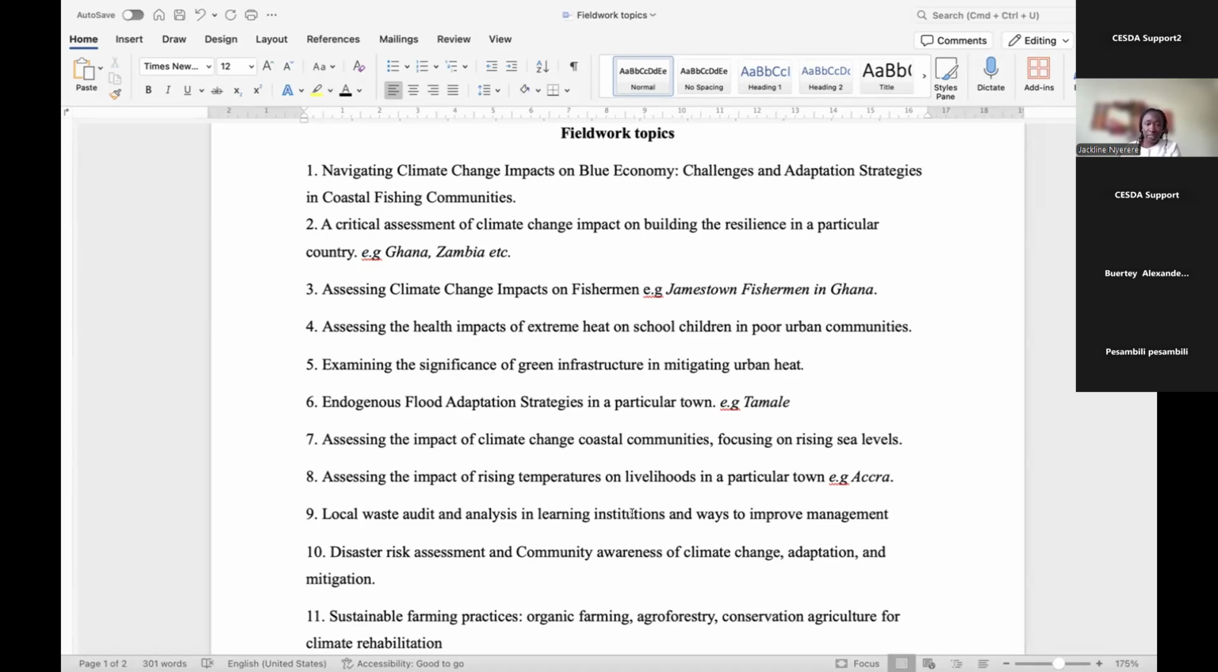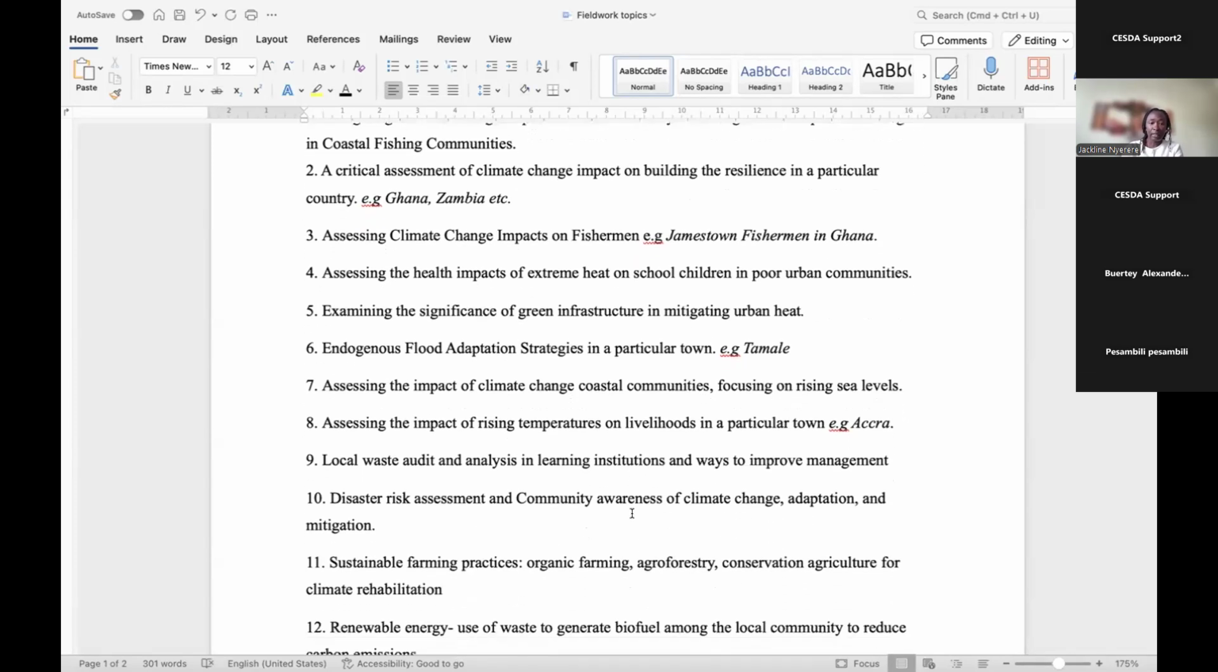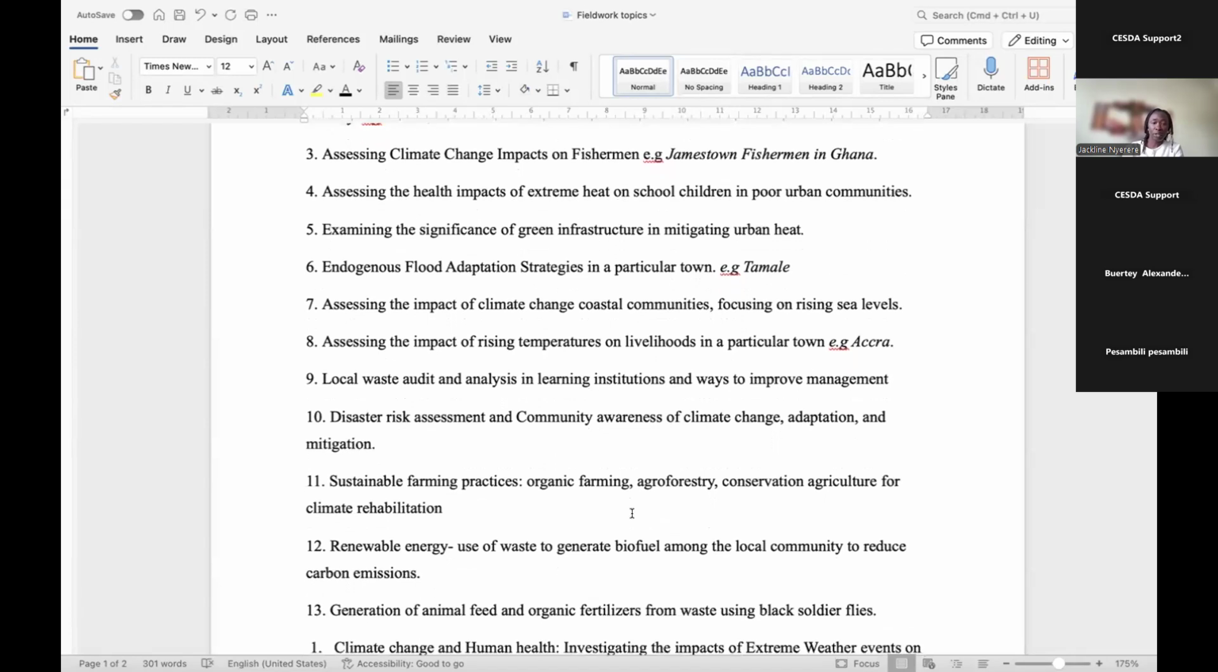Assessing climate change impacts on fishermen. Again, assessing the health impacts of extreme heat on school children in poor urban communities. Examining the significance of green infrastructure in mitigating urban heat. Endogenous food adaptation strategies in a particular town. So you can pick your town if you're interested in food adaptation strategies.